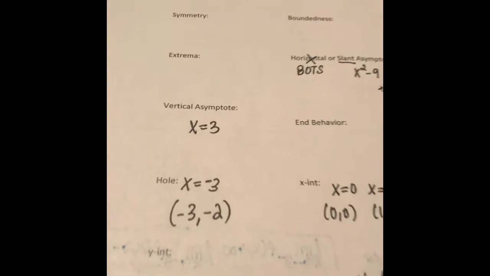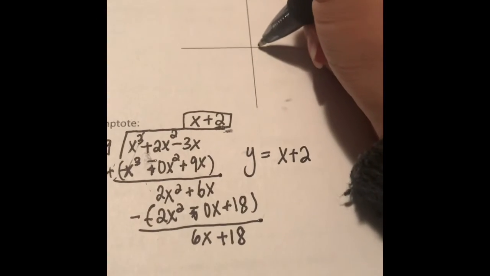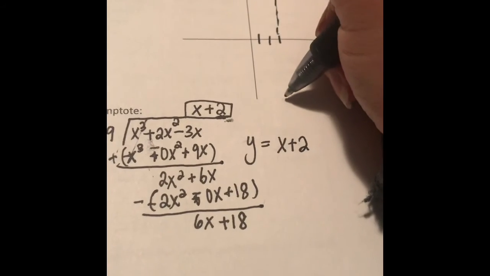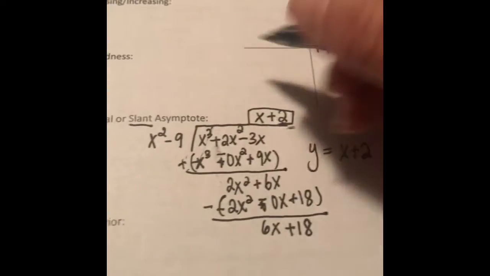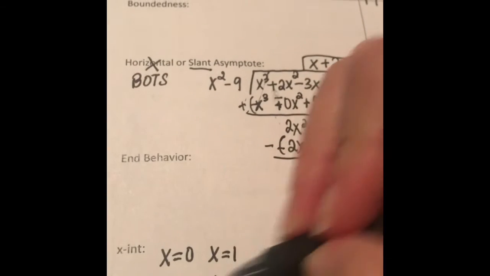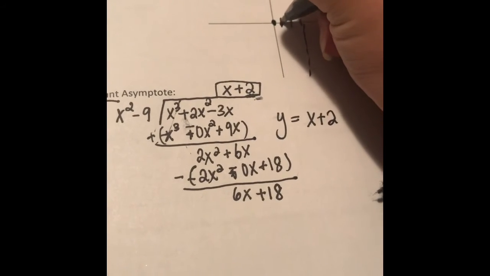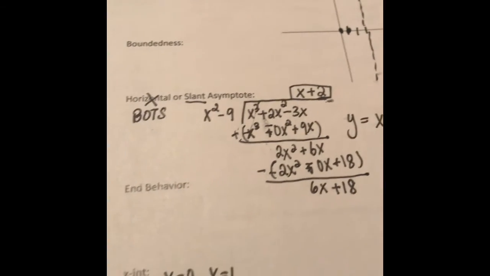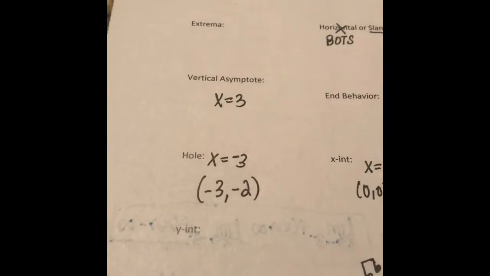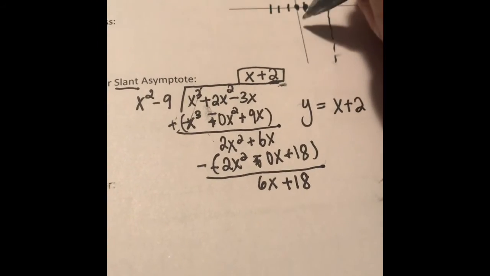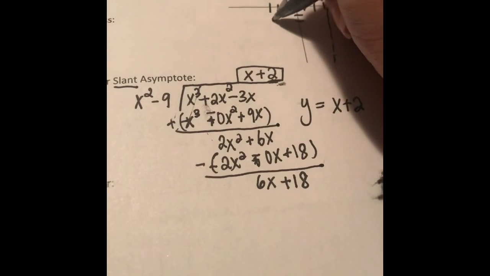So we've got a vertical asymptote at x equals 3. Let's do a little sketch over here. 1, 2, 3. This is my vertical asymptote. We've got x-intercepts at 0, 0 and 1, 0. We have a hole at negative 3, negative 2. There's the hole.